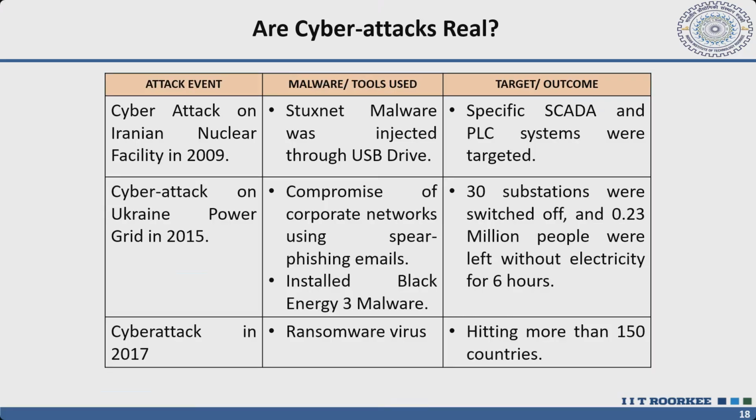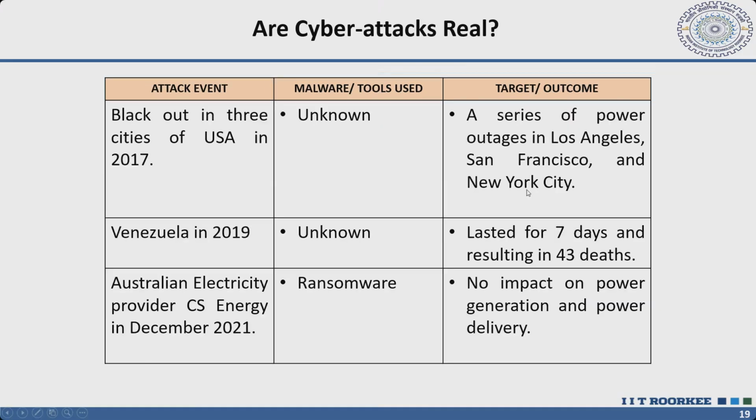Then a cyber attack was done in 2017, which hit more than 150 countries. It was because of ransomware. Then again in the USA in 2017, three cities were targeted: Los Angeles, San Francisco, and New York City. The type of malware attack was unknown. Again in Venezuela in 2019, it lasted for 7 days and reportedly caused 43 deaths. And then in 2021 it was done on an Australian power company.